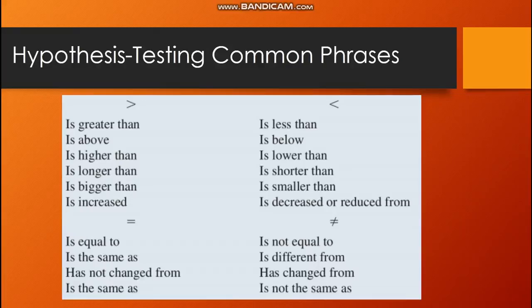For greater than symbol, makikita niyo yung phrase na is greater than, is above, is higher than, is longer than, is bigger than, is increased. Okay? For the left tail, o ito yung one-tail test pa rin, directional, is less than, is below, is lower than, is shorter than, is smaller than, is decreased or reduced from. Pero kapag two-tailed or equal symbol, ang gagamitin natin for our null hypothesis, is equal to, is the same as, not changed from, is the same as. And for not equal to symbol, makikita natin yung phrase na is not equal to, is different from, has changed from, is not the same as.